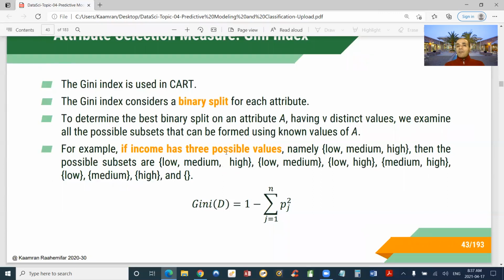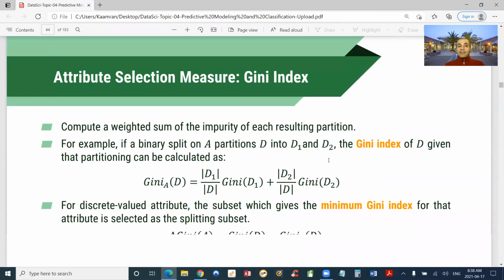If income has 3 possible values, you have low, medium, and high. Then the possible subsets are going to be all 3 of them at the same time, low and medium only, low and high only, medium and high only, and then low as in 1, medium as in 1, high as in 1, and then perhaps none. So we want to see which one to calculate. So take a look at this.